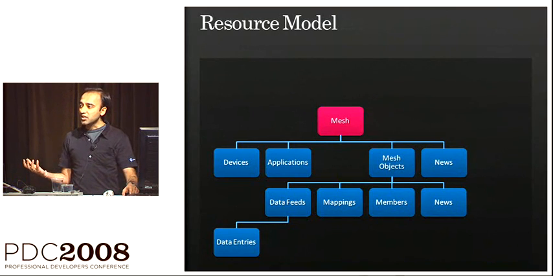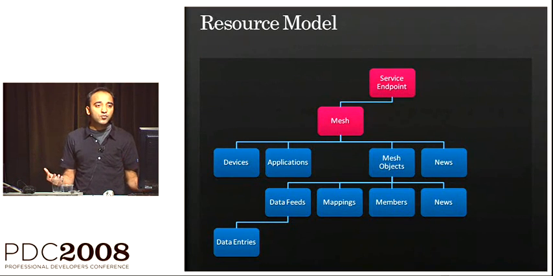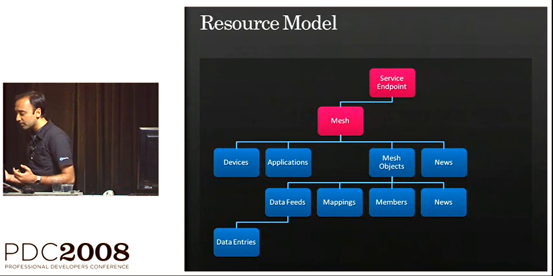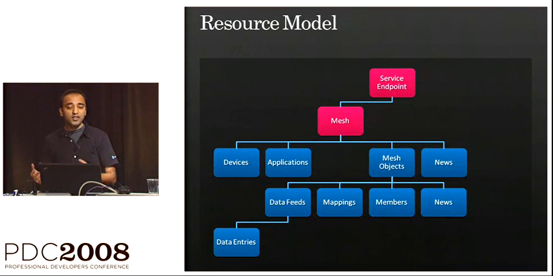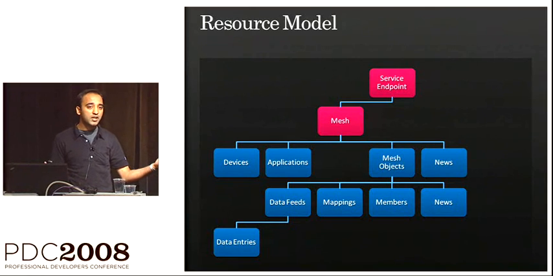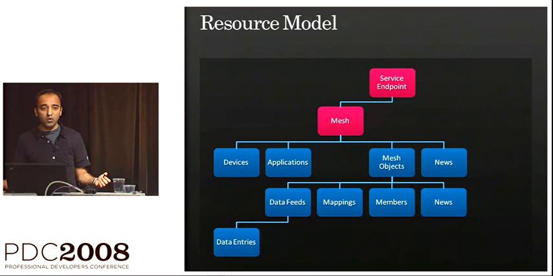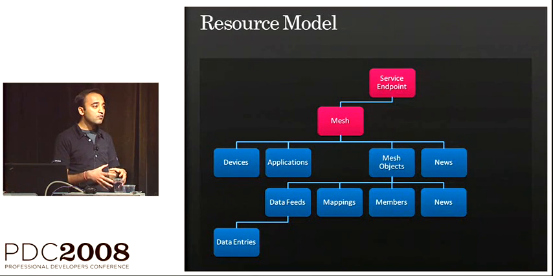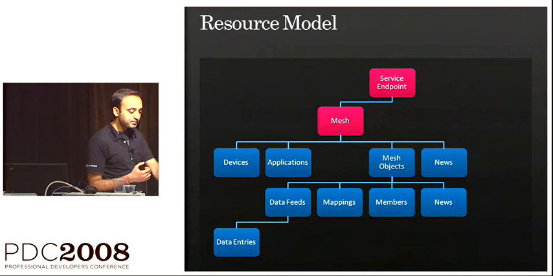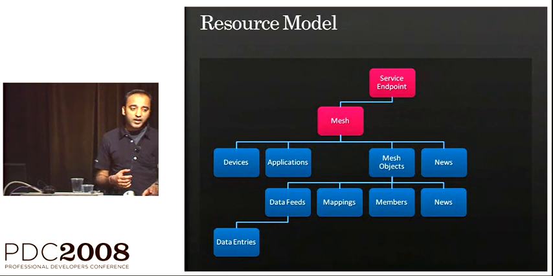And how do you access the mesh? You access the mesh via the service endpoint. So I talked about the client-cloud symmetry. There are two endpoints. There is the endpoint in the cloud, which is userctp.windows.net. And then there is the endpoint on the client, which is localhost 2048. So you can access all of this information from either of the endpoints. What else does my endpoint provide?